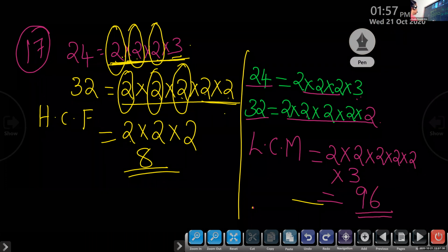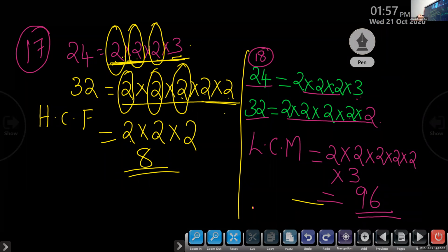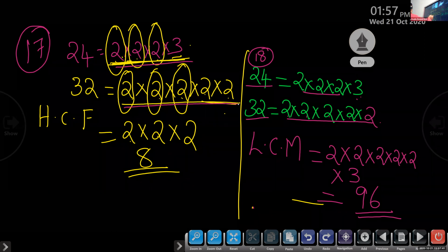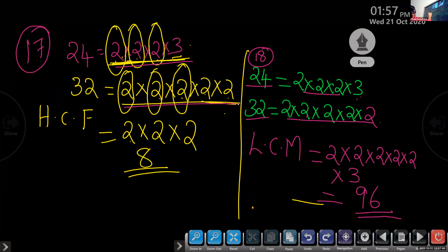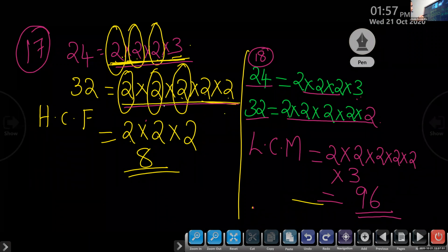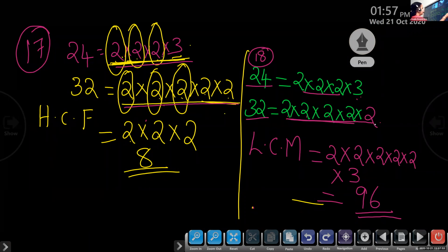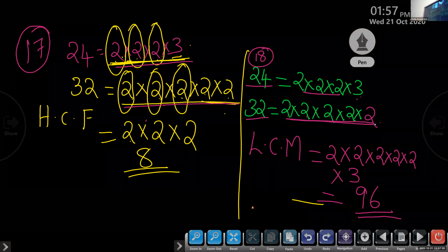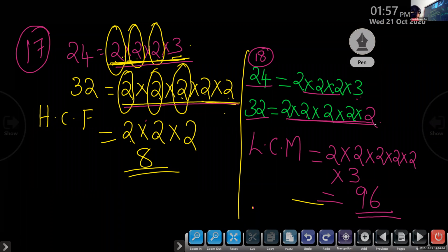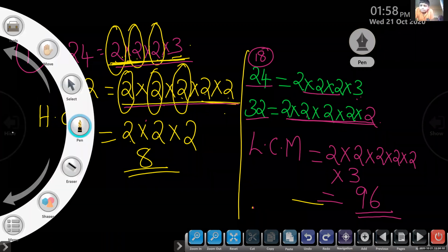Now all the children, look at question number 17 and 18 and find out the difference between LCM and HCF. Here we have written the factors and here also. Highest common factor means it should be common in both the numbers. But least common means it need not be common in both. Here we have to take the maximum number. If a factor is repeated the maximum times in either number, we can take that.